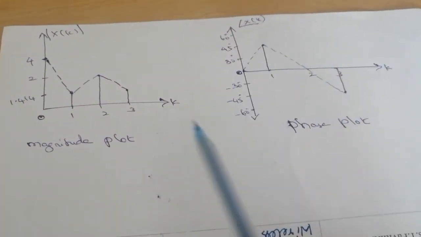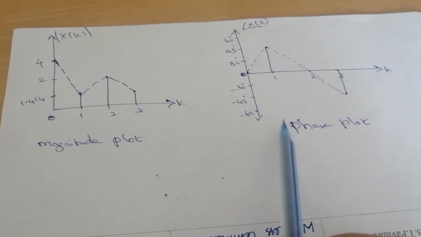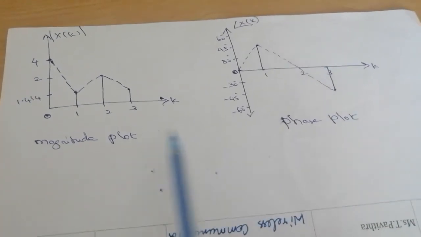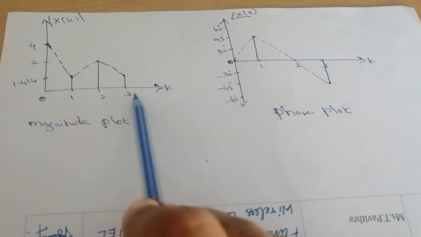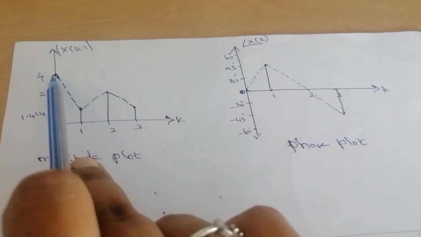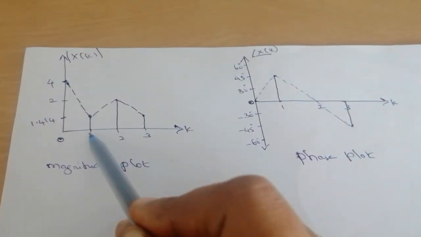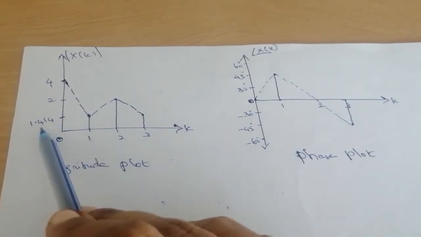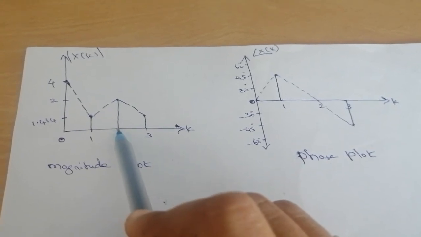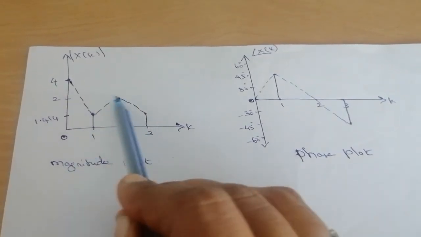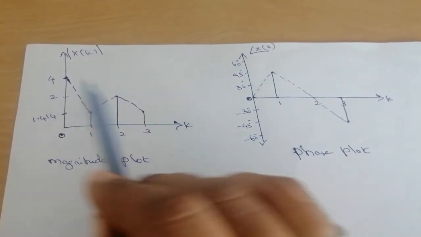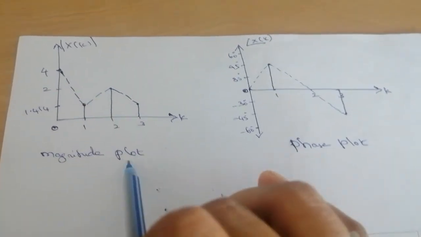Now using these values, we are going to draw the graph, right? So this is the magnitude plot graph, this is the phase plot. So in magnitude we have got the 4 values, that is 4, root 2, 2 and again root 2, right? Root 2 value is 1.414. So the 0 magnitude value is 4, so we have to plot this 4 value. For k equal to 1, the magnitude value is root 2, which is nothing but 1.414. So plot 1.414. Then for k equal to 2, the magnitude value is 2. So plot the 2. Then k value is 3, then the magnitude value is root 2, 1.414. So joining all these 4 points, we'll get the magnitude plot.